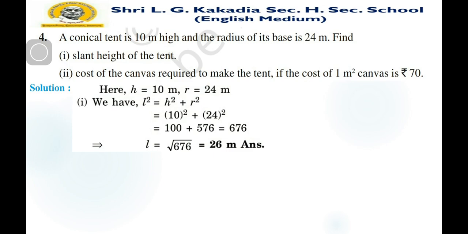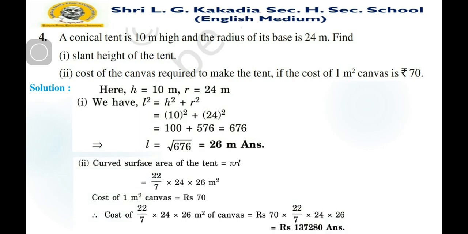So we can find the slant height. As you know, we have l square is equal to h square plus r square. h is 10 and r is 24. So 10 square plus 24 square is 100 plus 576, which is equal to 676, and the square root of 676 is equal to 26 meters. That is the slant height of this tent.